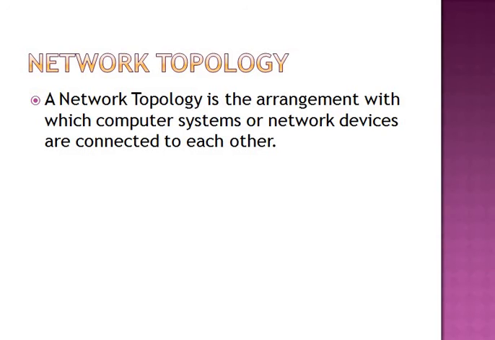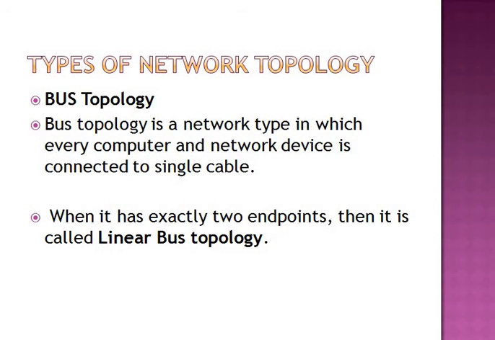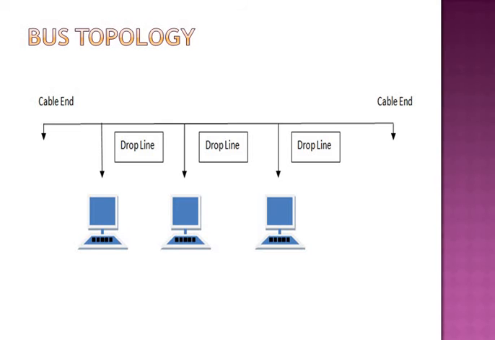Now we will see our next concept, that is network topology. A network topology is the arrangement with which computer systems or network devices are connected to each other. There are some types of network topology; we will see them one by one. The first type is bus topology. Bus topology is a network type in which every computer and network device is connected to a single cable. When it has exactly two endpoints, it is called linear bus topology. This is the diagram of bus topology.